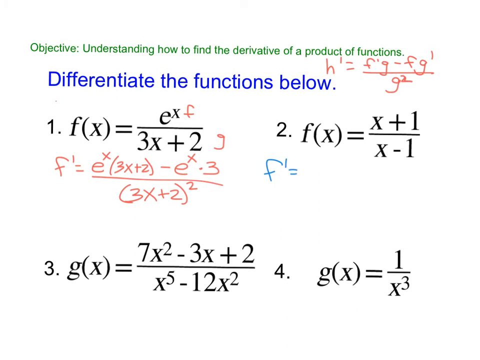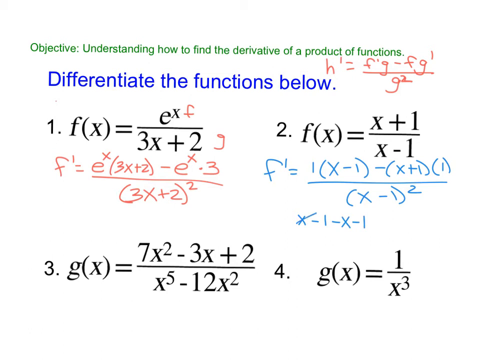Derivative of the top is 1, so 1 times the bottom minus the top, derivative of the bottom over the bottom squared. You can't do anything. You do get kind of a nice, if you decided to simplify, that top becomes x minus 1 minus x minus 1. So the x's cancel, so you get negative 2 over x minus 1 squared, if you want to simplify it, which is kind of nice. It's a nice, easy answer.